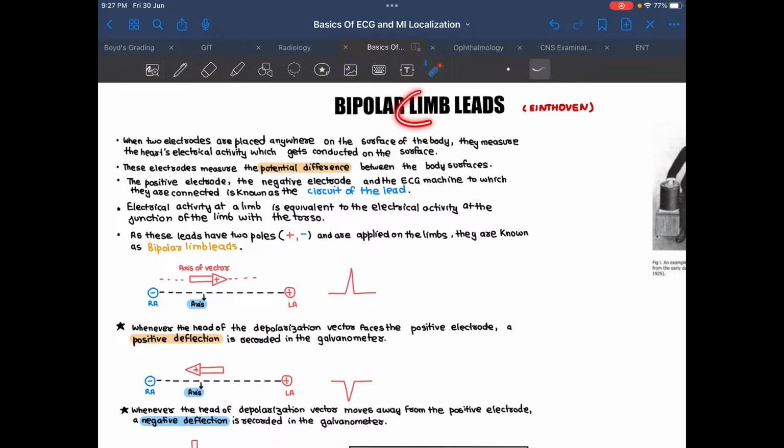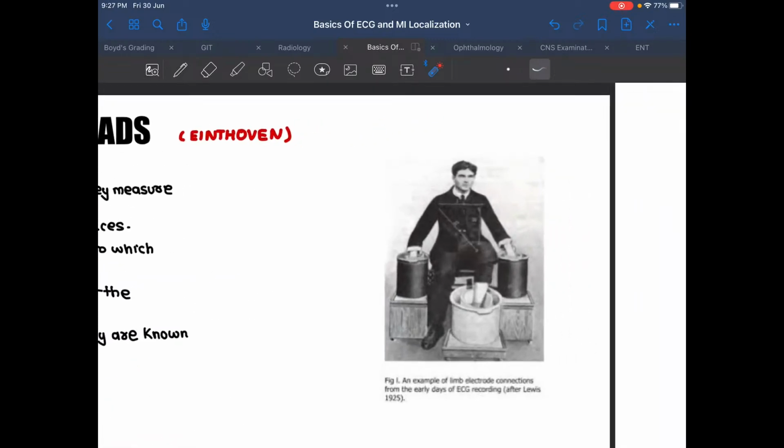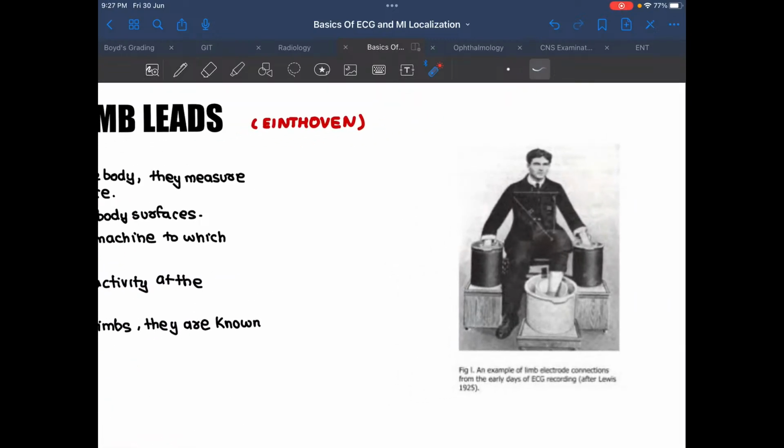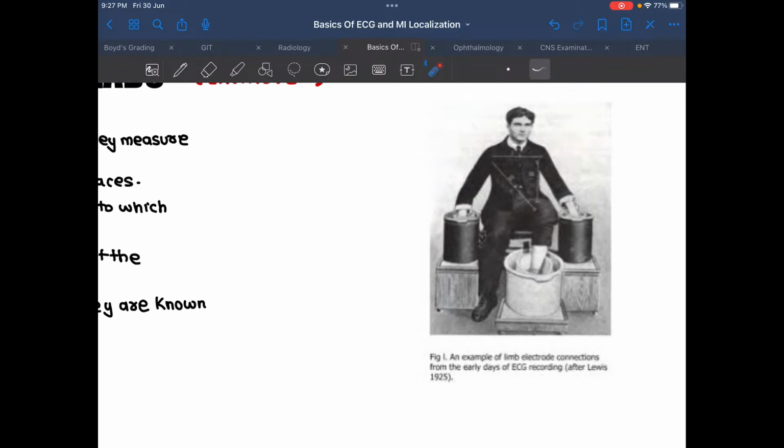So why were they known as limb leads? Because it was given by Einthoven, and when Einthoven did the first experiment recording ECGs, he did it in a bucket filled with normal saline. He took saline-filled conductors, saline-filled buckets, and he immersed the whole limb into it to record the first ECG strip. He attached it to a galvanometer, that is to an electrode, to record whatever potential was coming. So this is why it is known as a limb lead.